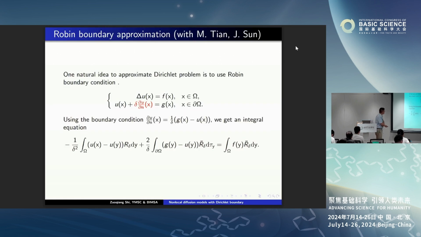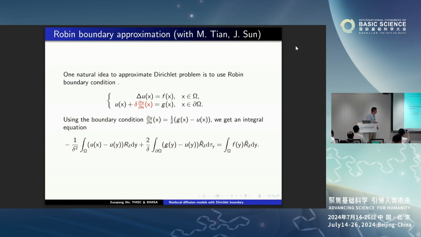But this nonlocal formulation still has some problems. One big problem is that this model is not symmetric. This term is not symmetric, actually. So if we want to solve it numerically, because we want to approximate the Dirichlet boundary condition, we need delta to be small. But when delta is small, after discretization we get a linear system, and the coefficient matrix of that linear system is actually not very good, especially when delta is small. It's not very easy to solve. In some cases, it is even ill-conditioned.